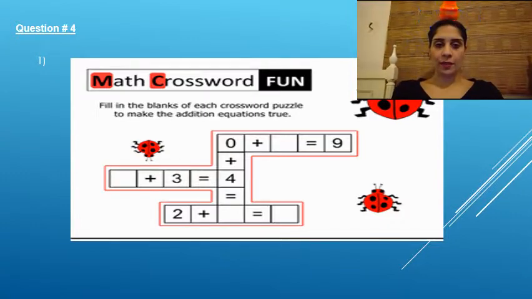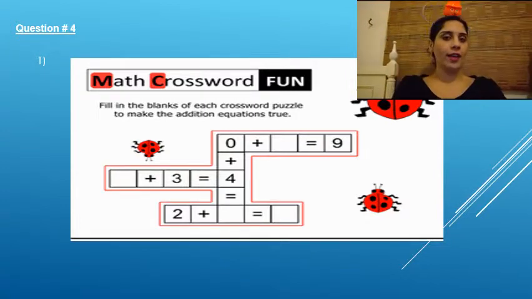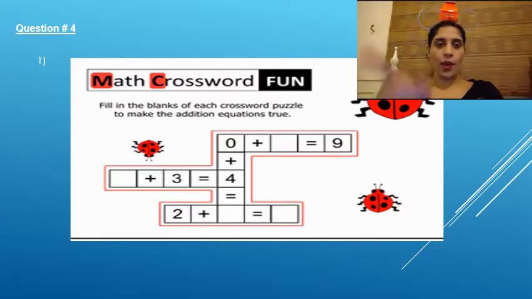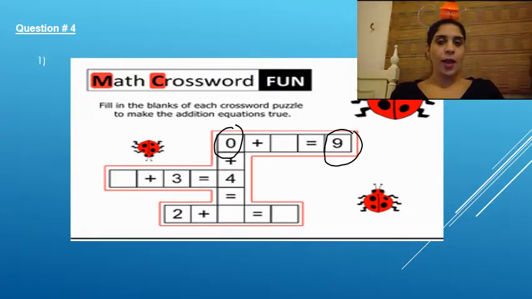We have to fill in the blanks of each crossword puzzle to make the addition equation. Let's start here. Are you ready? Yes, Mr. M&M, we are ready now and we will help you. We have here 0 and we have here that equals to 9. Bear in mind, everything we add to a 0, it stays the number itself.